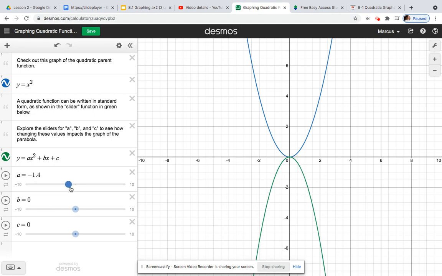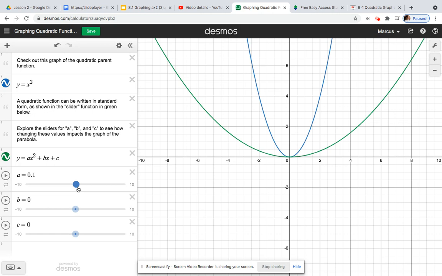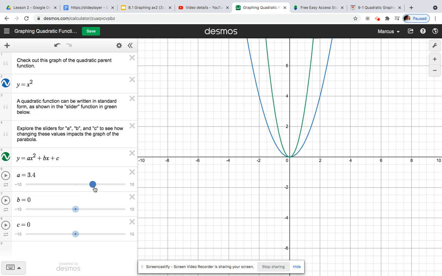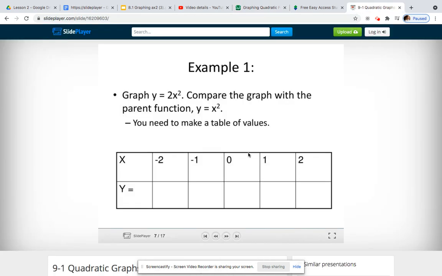So if you're looking at fractions for your a, that means you're going to have a pretty wide parabola. If you're looking at whole numbers or a large number, you're looking at something that's going to be very, very thin.